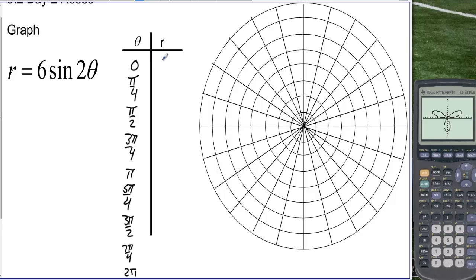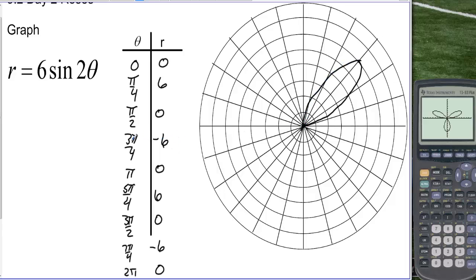Sine of 0 is 0, so we have 0. Sine of pi over 2, when the 2's with the 4 would cancel, that's 1, so we have 6. And then it'll go 0, negative 6, 0, 6, 0, negative 6, and end where it began at 0. So 0 is 0. Pi over 4 is 6. 1, 2, 3, 4, 5, 6 right there. And this would curve to this point right there. And then pi over 2 is back to 0.